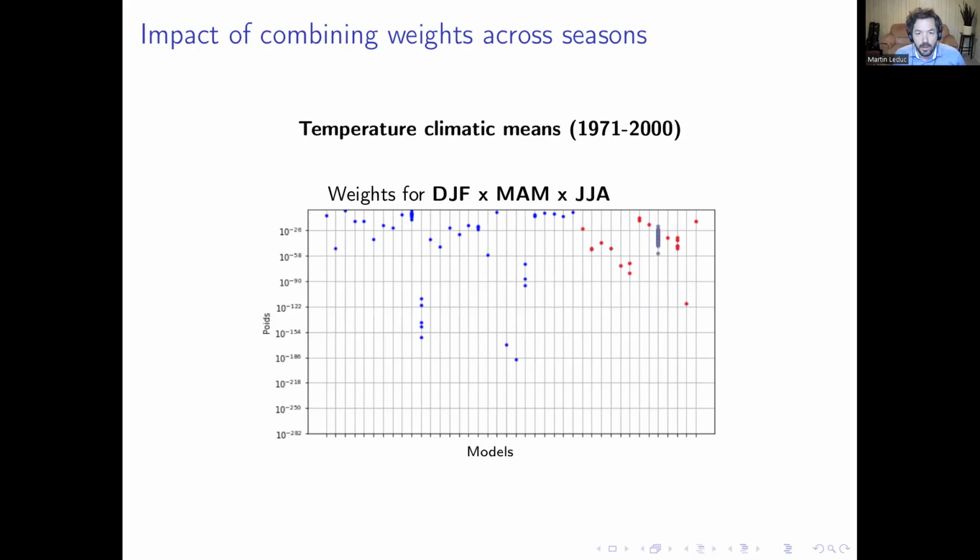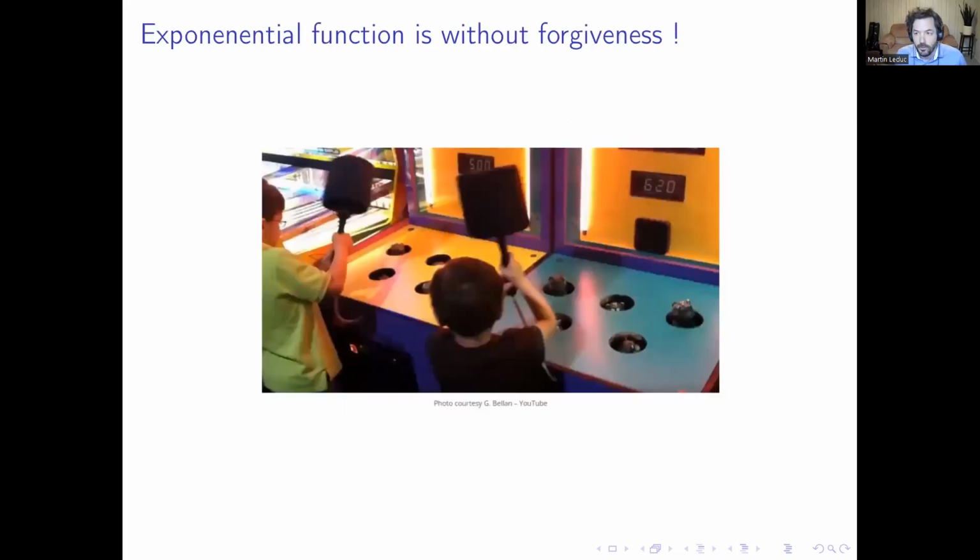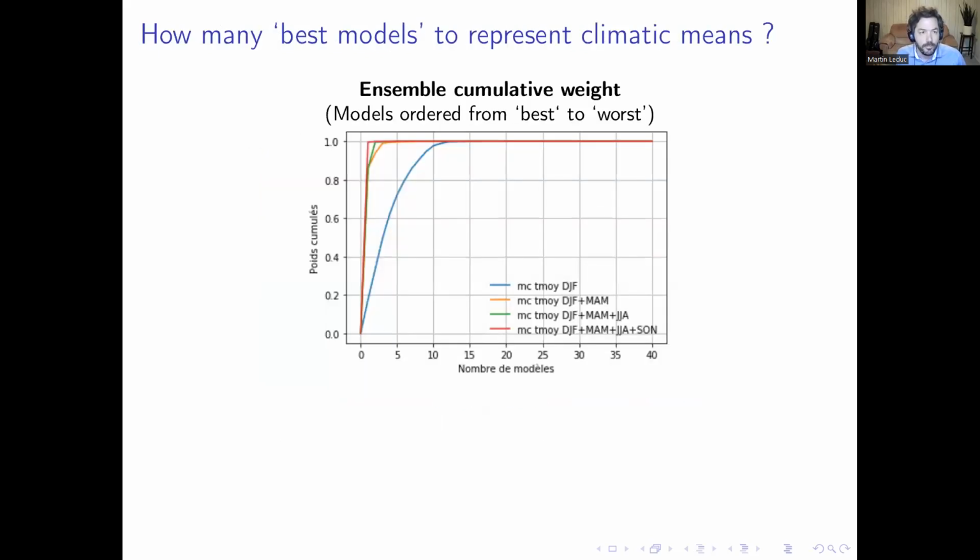If we continue like that, very few models actually survive every time that we add a constraint. We multiply the weights here, so the model needs to be good in every one of the 4 metrics. The exponential function here doesn't forgive. As soon as you see a bad model, it gets drawn in the abyss of the exponential function.